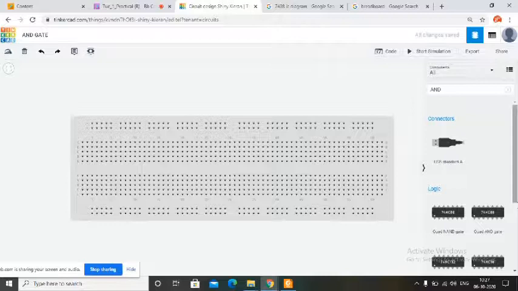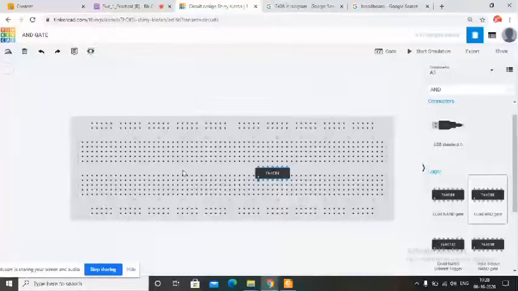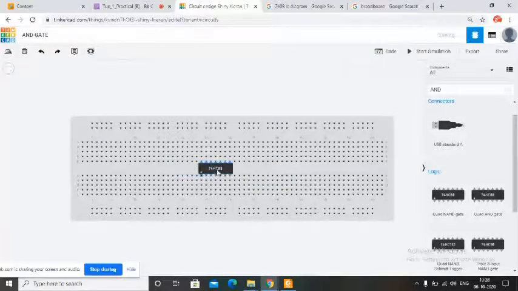So now if you type AND there, different gate ICs will be there, right? Like one AND gate, quad AND gate. You will pick this IC because we need the AND gate IC. So you will pick this quad AND gate. Just click on that and drag it. Simply you have to click on the component whatever you need, and then drag. So you will drag and place it like this, right?